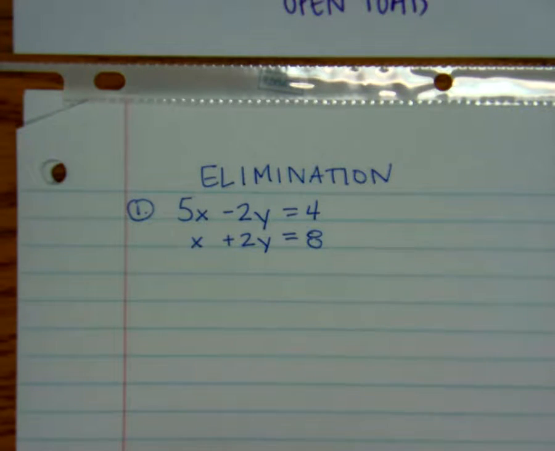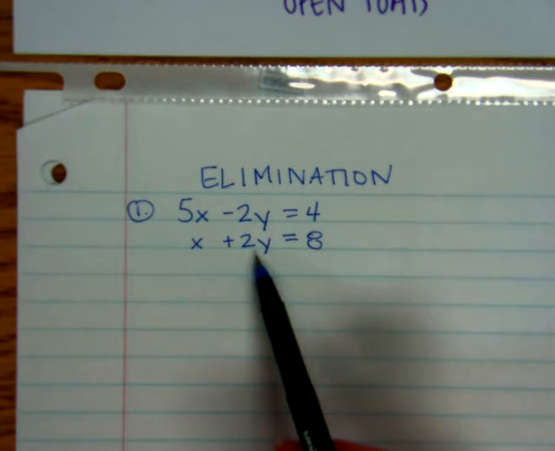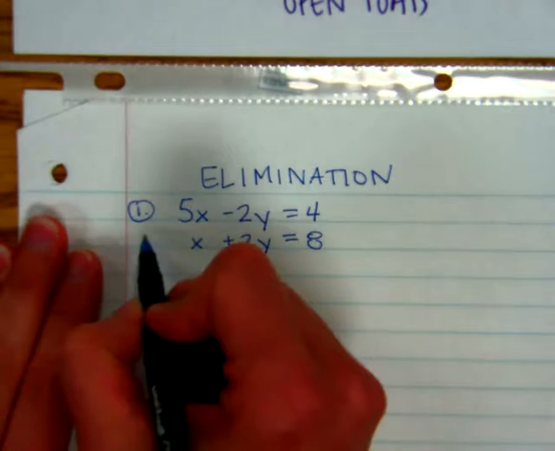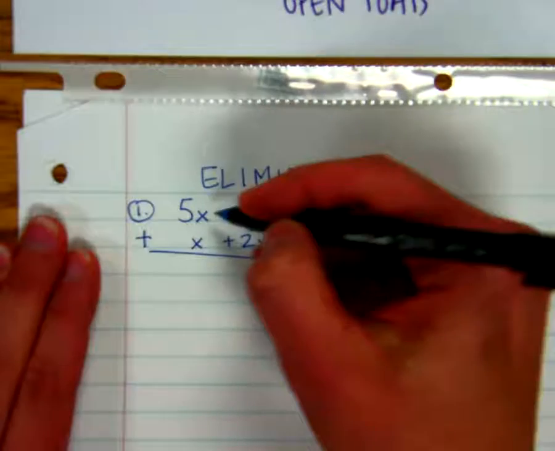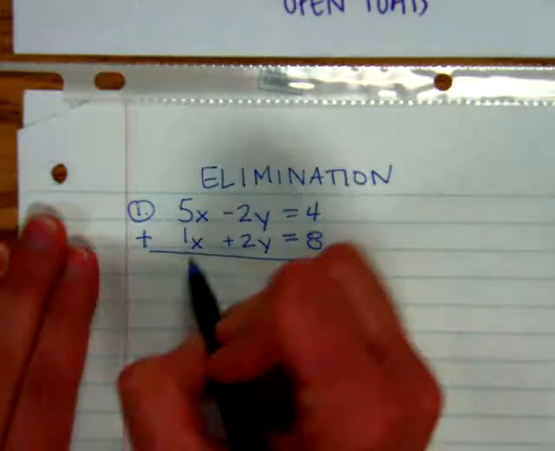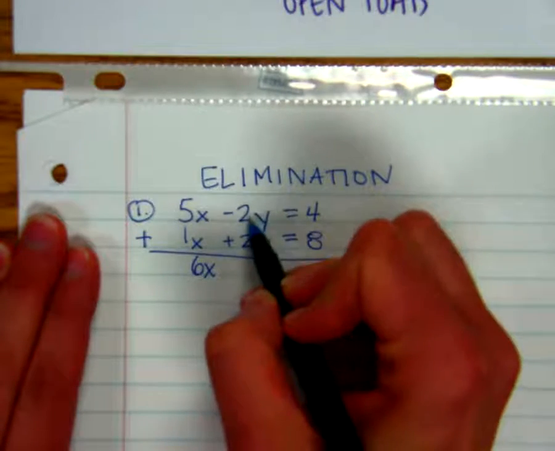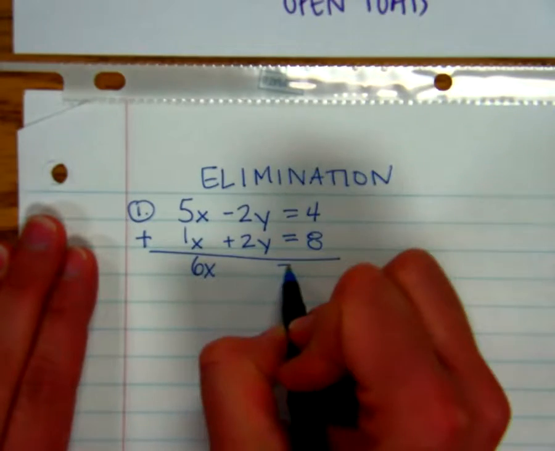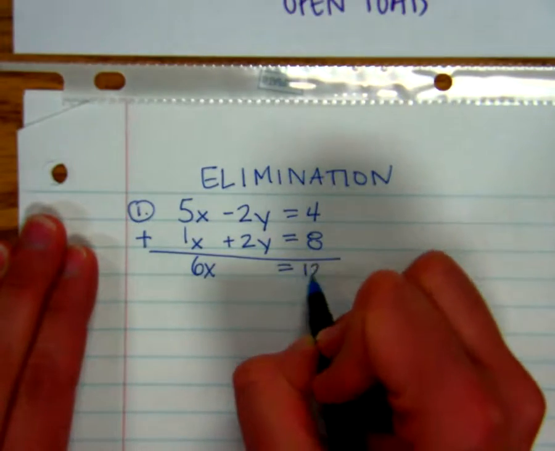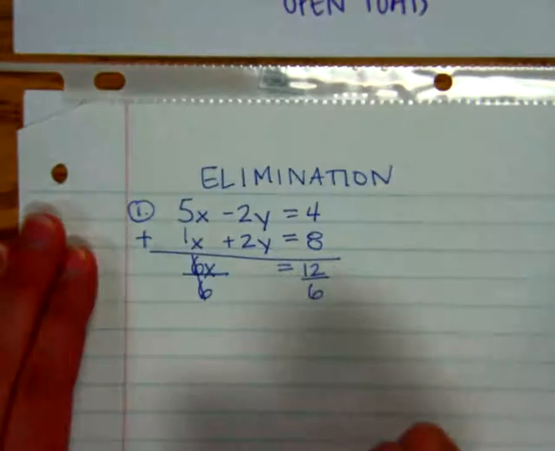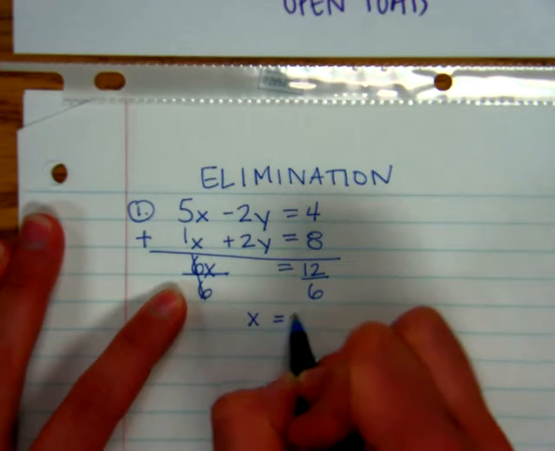So for instance, if I look at this one, I see the minus 2y and plus 2y. Whenever I add those two things together, the y's cancel to 0y. So I'm going to add these together. I'm going to add down the line because I'm going to add my x's together. I have 5x plus 1x, which is 6x. Negative 2y plus 2y is 0y. So there are no y's. And that equals 4 plus 8, 12. From there, it's a simple single-step equation. Divide by 6, x equals 2.